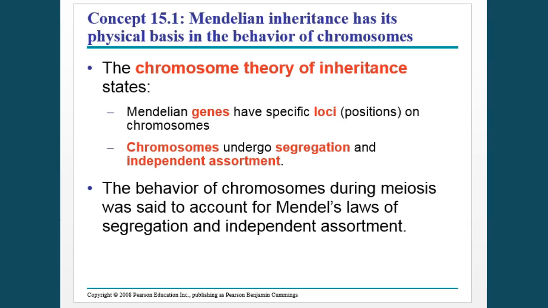The chromosome theory of inheritance states that Mendelian genes have specific loci, or positions, on chromosomes, and that chromosomes undergo segregation and independent assortment. The behavior of chromosomes during meiosis was said to account for Mendel's laws of segregation and independent assortment.